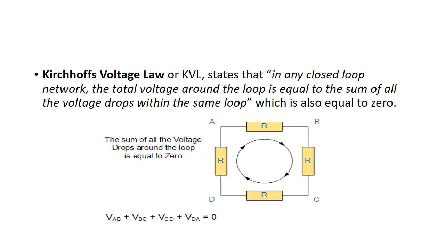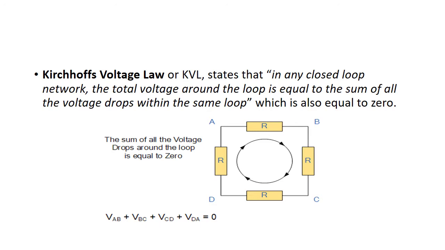Kirchhoff's voltage law. It states that in a closed circuit, the sum of the potential rises is equal to the sum of the potential drops. The algebraic sum of potential differences in any closed circuit is equal to 0. That is, summation E minus summation IR drops is equal to 0. Here we can see that the voltages across AB, BC, CD and DA sum to 0. So the branches, nodes and loops or meshes are identified in this electrical network.